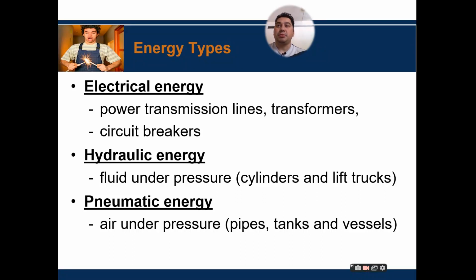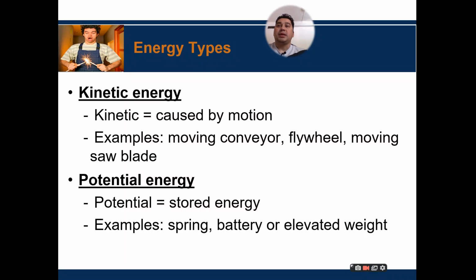Now types of energy. What types of energy can we get from the machine? Electrical energy, because machinery needs electricity to operate: transmission lines, transformers, and circuit breakers. The second one is hydraulic energy, fluid under pressure, like cylinders and lift trucks. And pneumatic energy, air under pressure: pipes, tanks, and vessels. Then we have kinetic energy, caused by motion. Examples: moving conveyor, flywheel, moving saw blade. These come under kinetic energy.